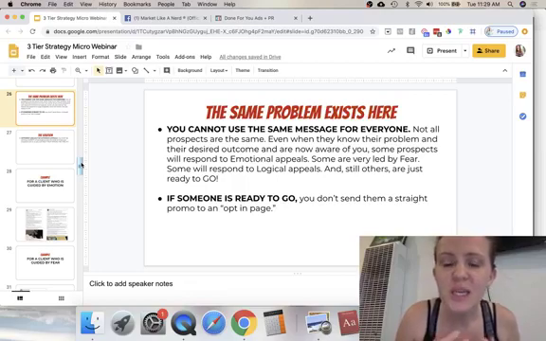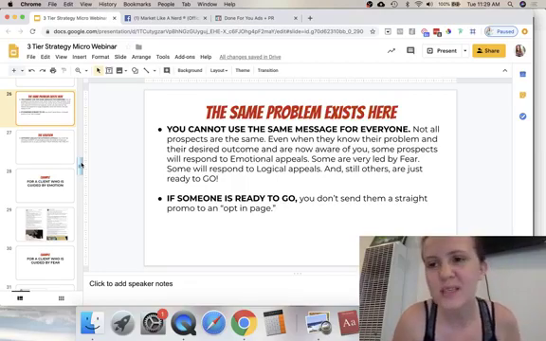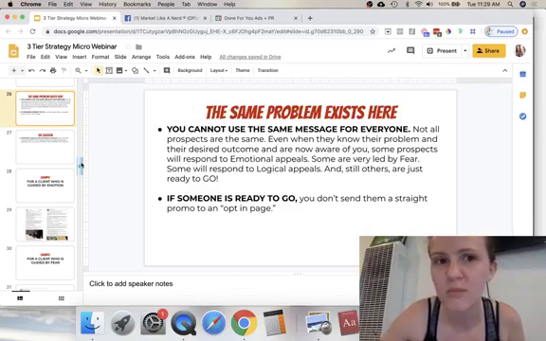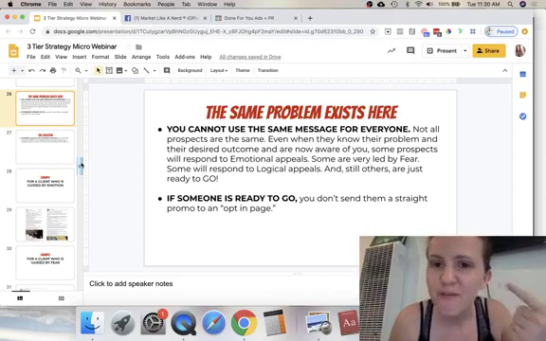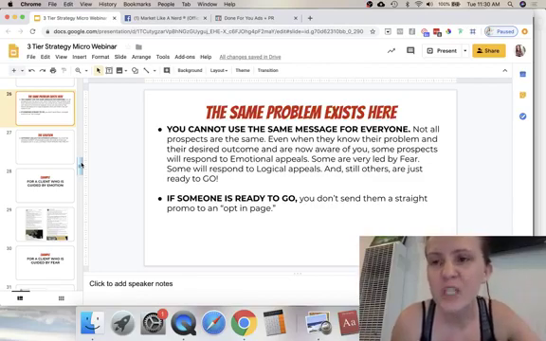Right? So if someone is going to respond to an emotional appeal, you don't want to send them the same exact message that you're sending to everyone else who's a logical thinker. So you need to give them the message that's going to make the most sense for their frame of mind and the things that they respond to.